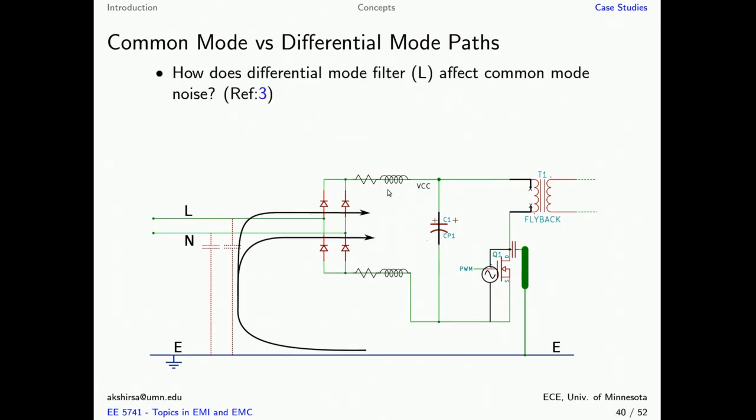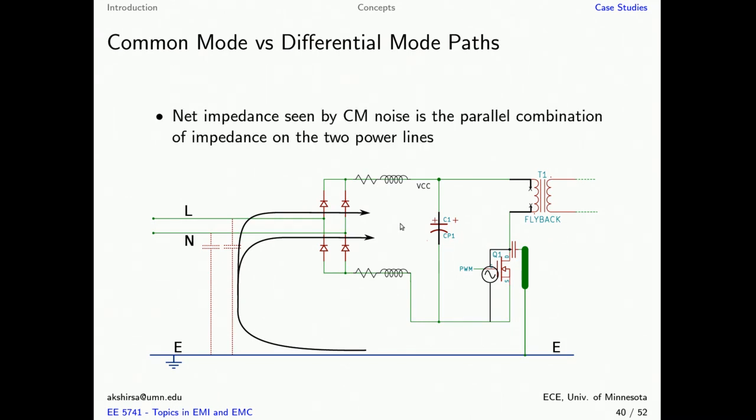So what we can do is add this inductance in a split form. We can add it to both of the power lines, and this should affect common mode as well as differential mode noise. The net impedance seen by the common mode is the parallel combination of impedance on these two lines.